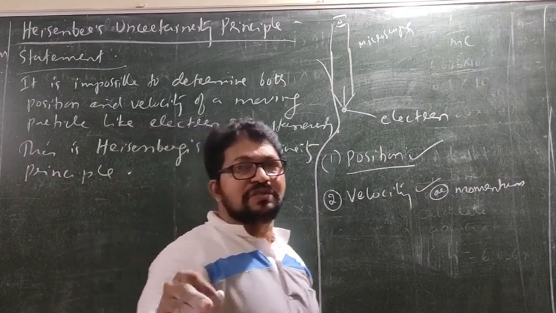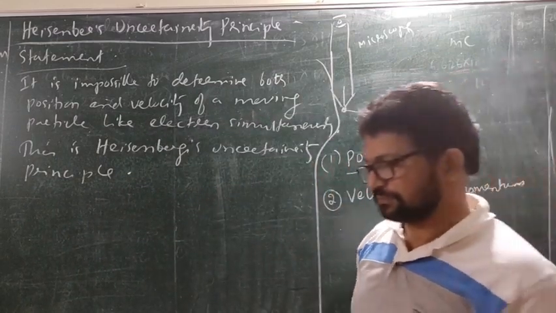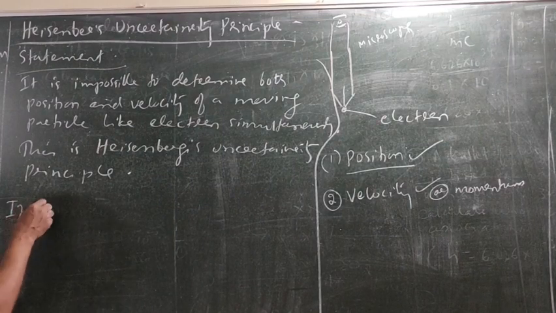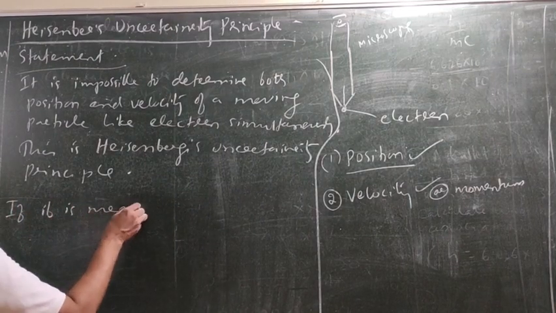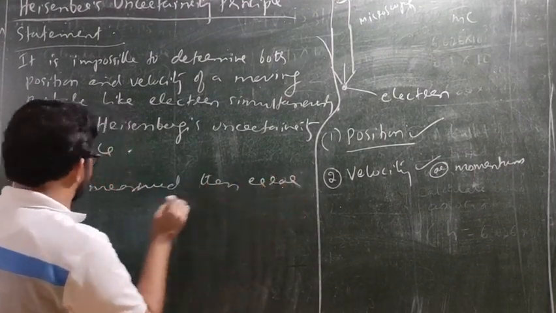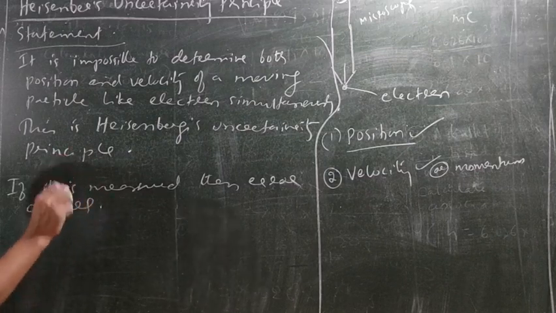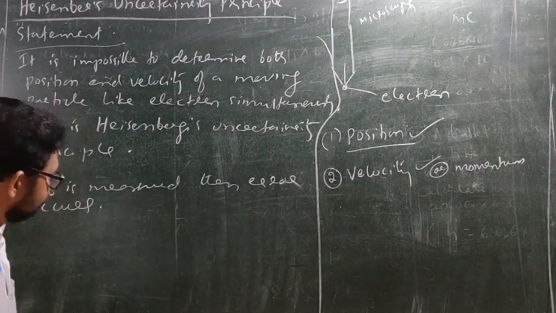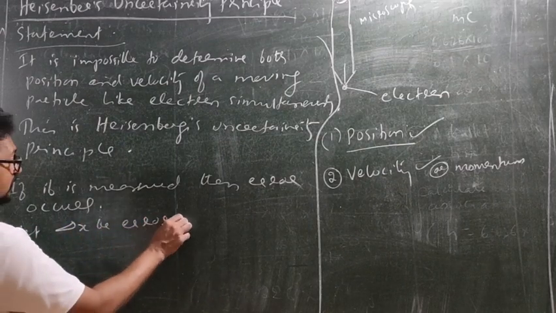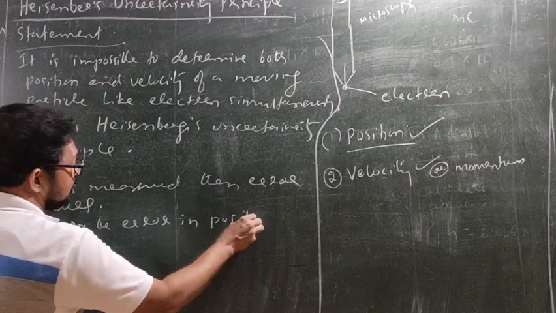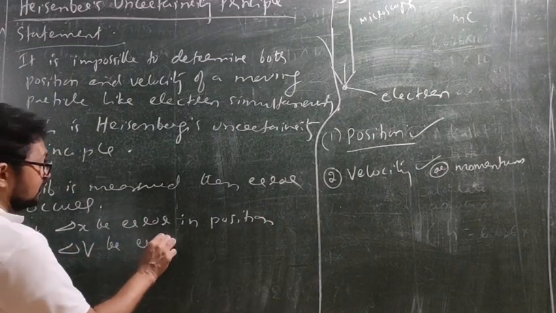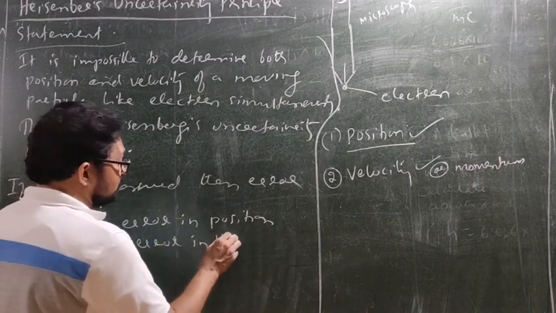Suppose you continue the process, what will happen? Error occurs. If it is measured, then error occurs. How much error occurs? Look here. Let delta x be the error in position. Let delta v be the error in velocity.